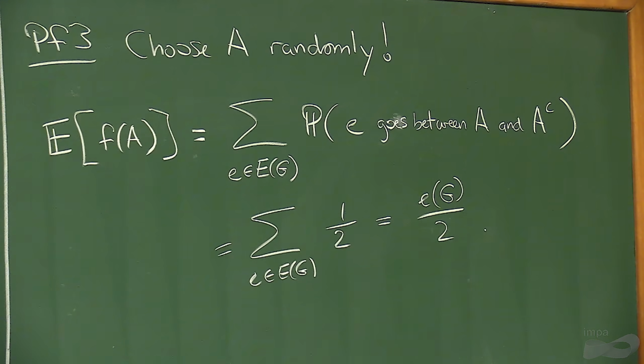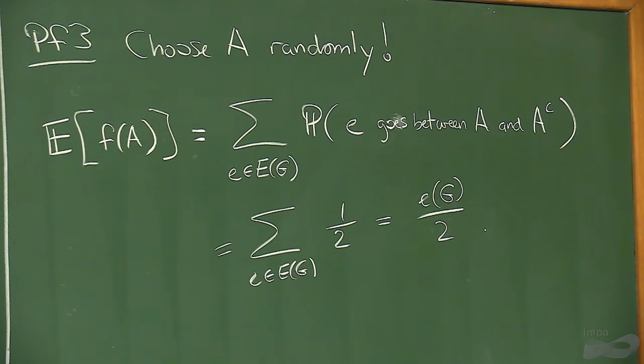Okay. So this is the magic of expectation. It's easy to calculate because of this beautiful linearity property. But that's not what we wanted, right? We didn't want the expectation to be big. We wanted there to exist a set that's big.